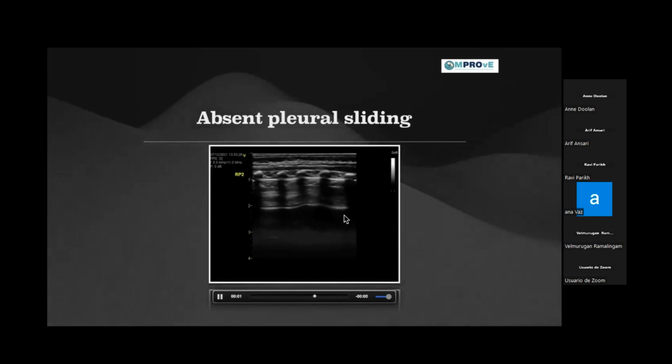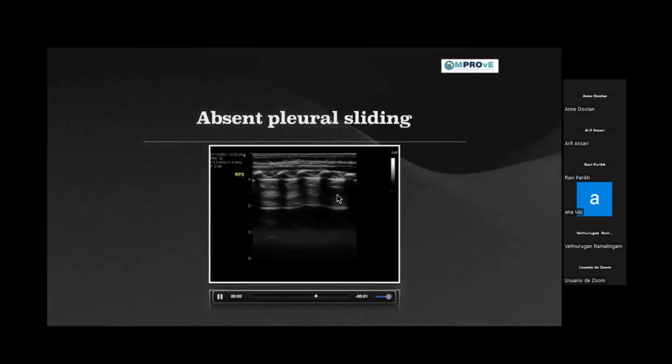In situations like this, how can I be 100% sure? Somebody might argue, well, how do you say that? Maybe it's a well-aerated lung, there are no B lines, absolutely zero B lines. We are not seeing any comet tail artifacts, and I say this is a normal looking lung, and I'm not convinced that there is no pleural sliding. What will be your answer to that?